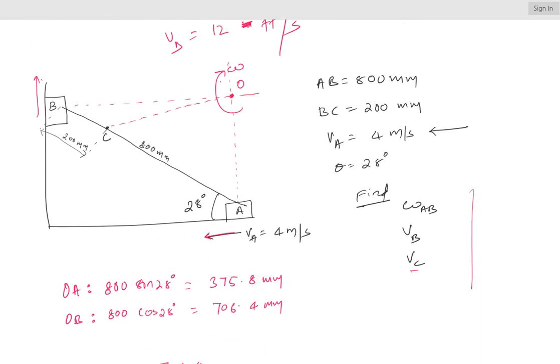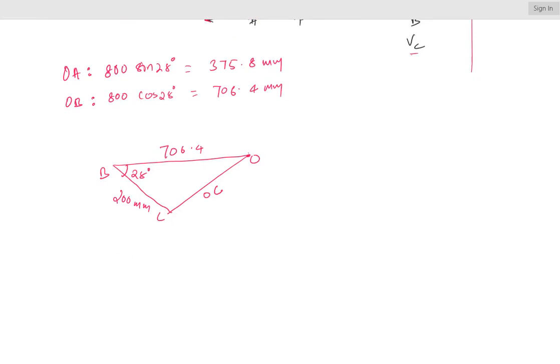We know that because look at this: this is parallel to this, and that's the transversal, so that angle should be equal to that angle. So this angle also becomes 28 degrees. So we're drawing triangle BCO. Now we could go ahead and use the cosine rule to get OC.